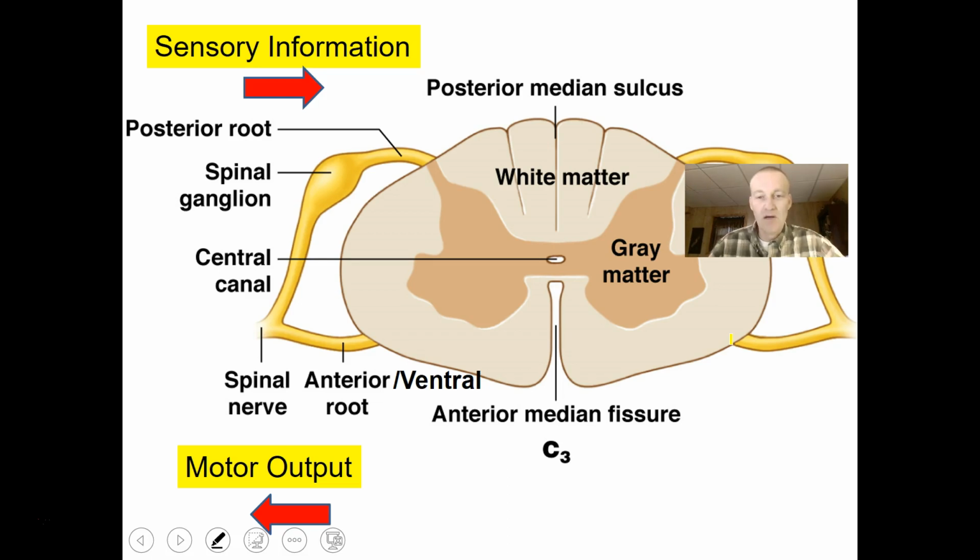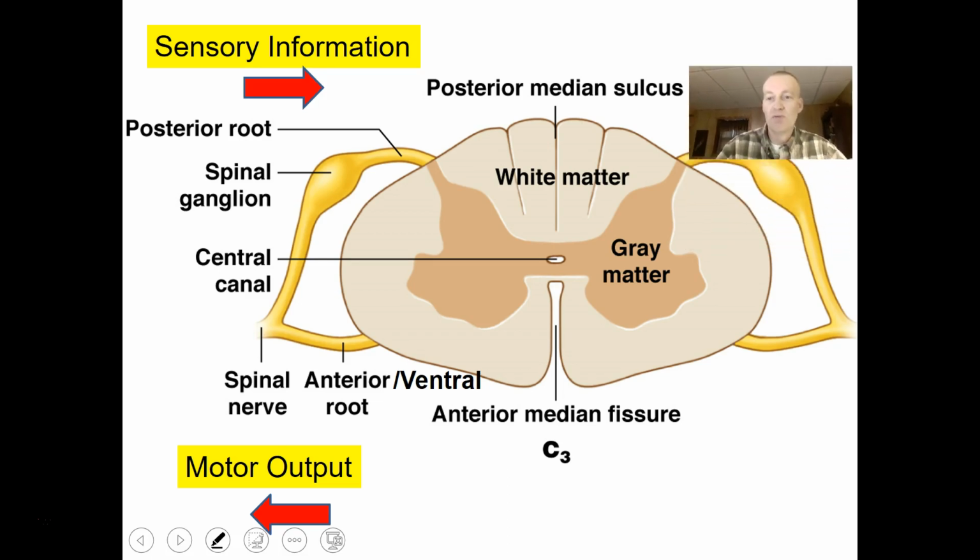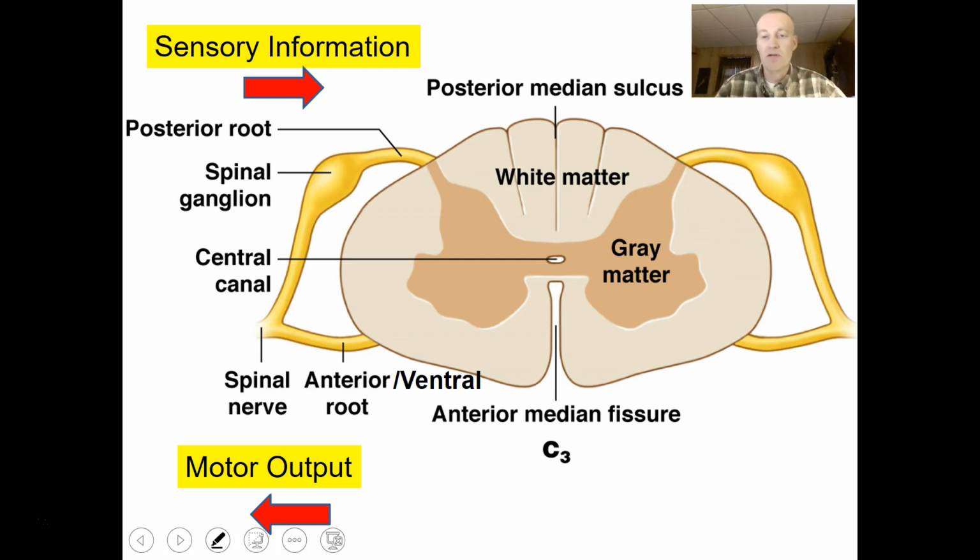Okay, this is not a super detailed diagram of the spinal cord, but it gives you a sense of some of the parts. So let me go over a few of the parts with you anatomically. This is a transverse section. Basically you cut the spinal cord in a transverse section and you're looking at it from the top view, and it gives you a general idea of what's involved here.